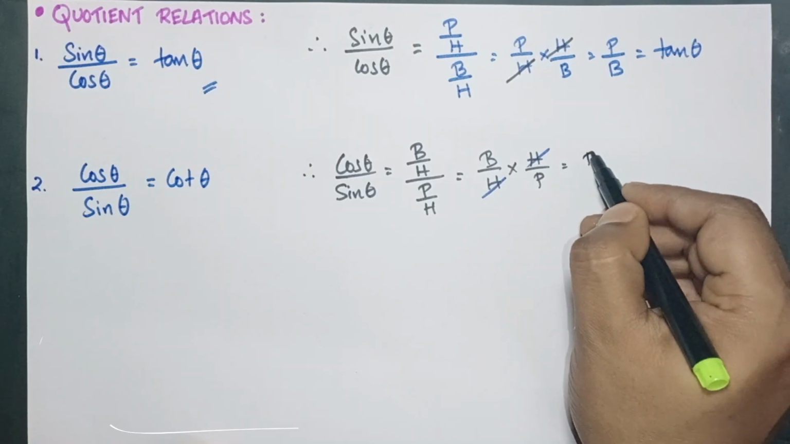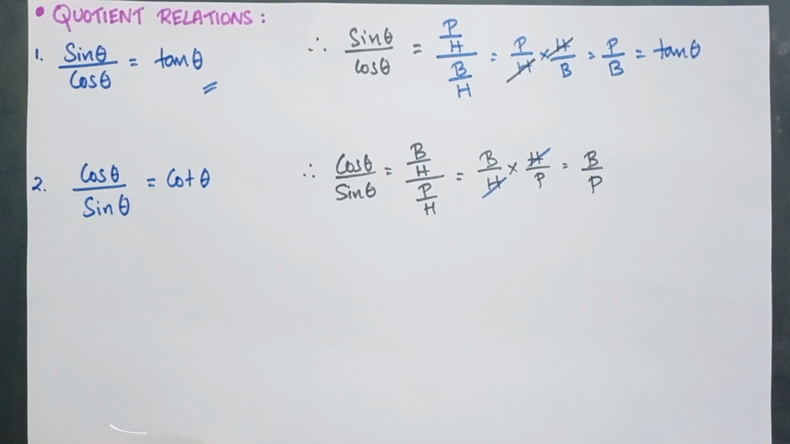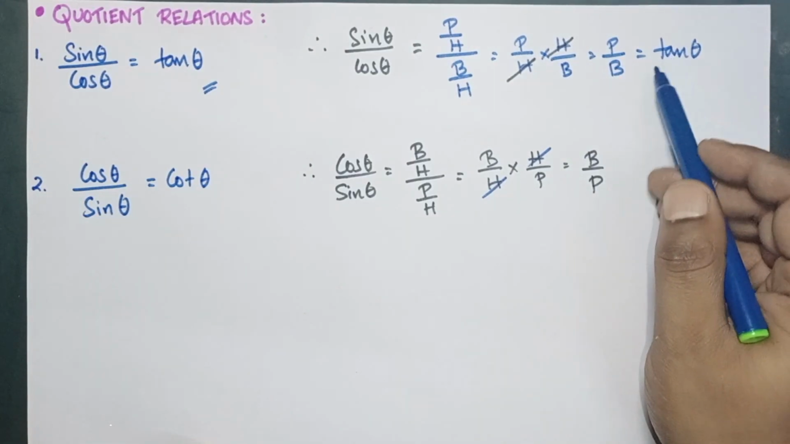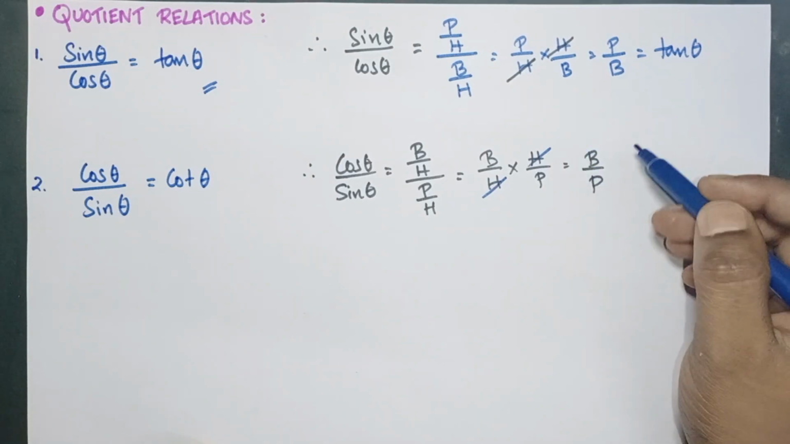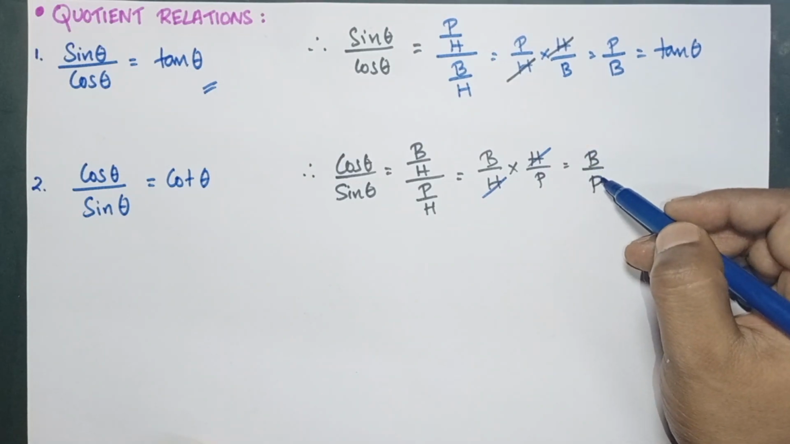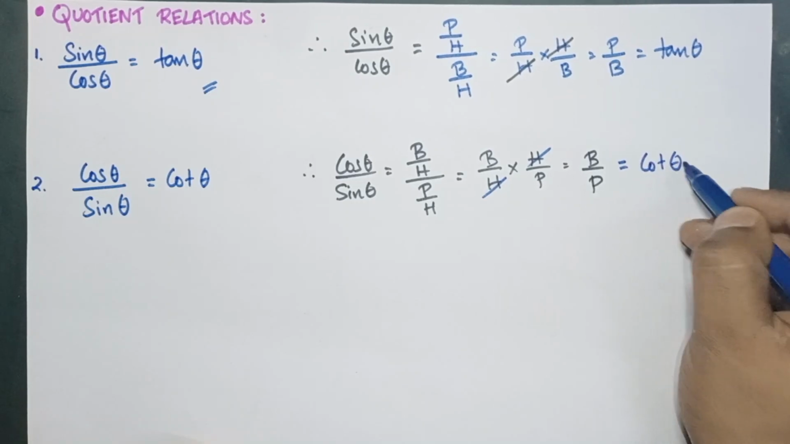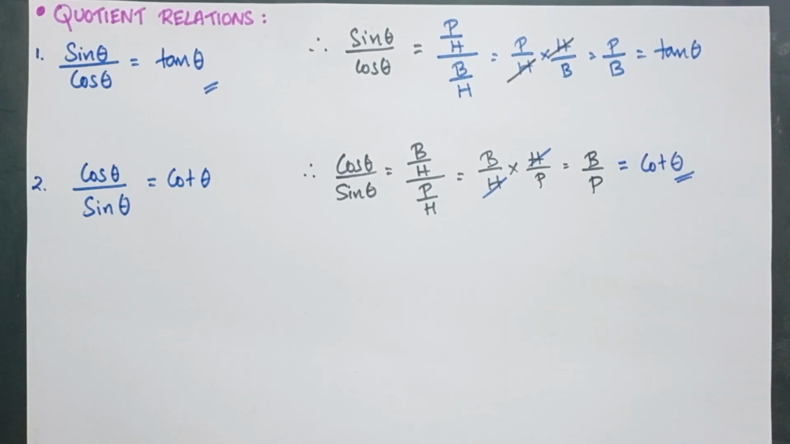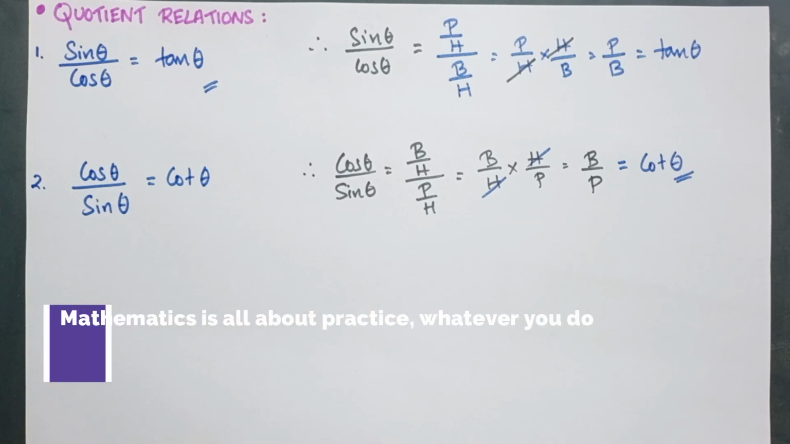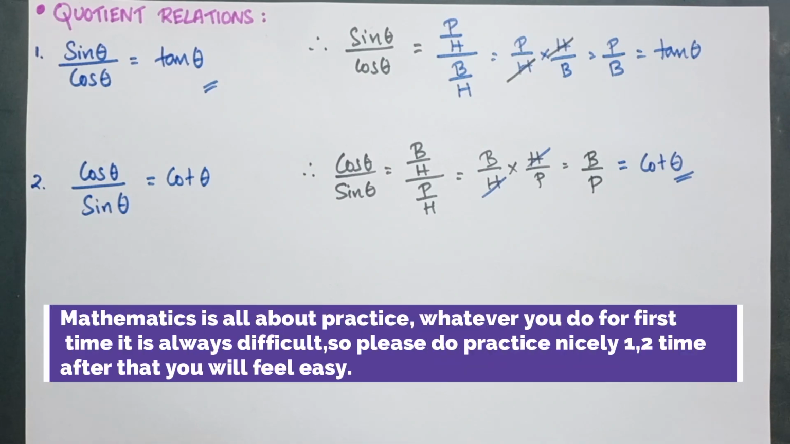So what I got finally? You can see B by P. So B by P means it's the reciprocal of tan. Yes or no? Tan is P by B, so this side is B by P. So it's a reciprocal of tan. So reciprocal of tan is nothing but your cot of theta. Okay. So this is your quotient relation. Hope you are clear with this. So please practice nicely.